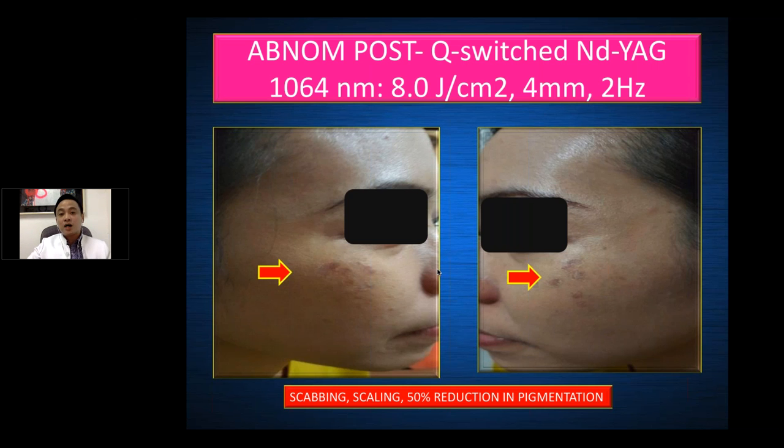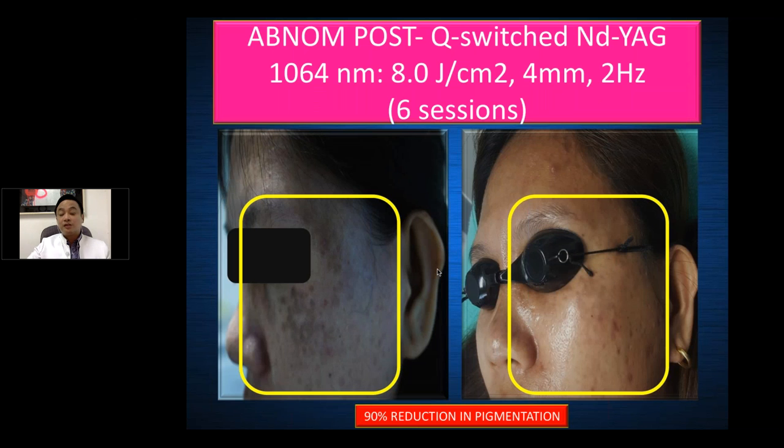So this is one of my patients. Initially, I wasn't confident because the color of the abdomen is almost brownish black already. However, after 6 sessions at 8 joules per centimeter squared, 4 millimeters, 2 hertz, there was already 90% reduction in pigmentation. And the patient was very happy because for the longest time, she has been applying topical skin lightening agents and there was no effect.